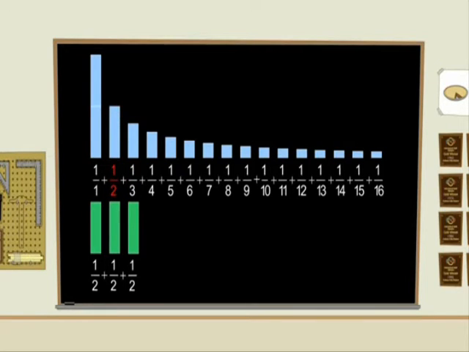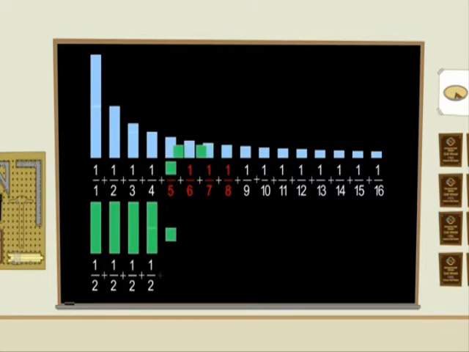Now notice that the next two terms, 1/3 and 1/4, are each at least as big as 1/4. So, if we add them together, their sum will be at least as big as 1/4 plus 1/4, or 1/2. Now the next four terms, 1/5, 1/6, 1/7, and 1/8, are each at least as big as 1/8.